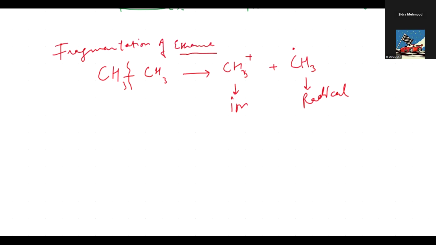Are you getting this, Wajid? Yep. This is the fragmentation of ethane. Okay, so when the fragmentation of ethane happens, it will result in the formation of methyl cation and methyl radical.